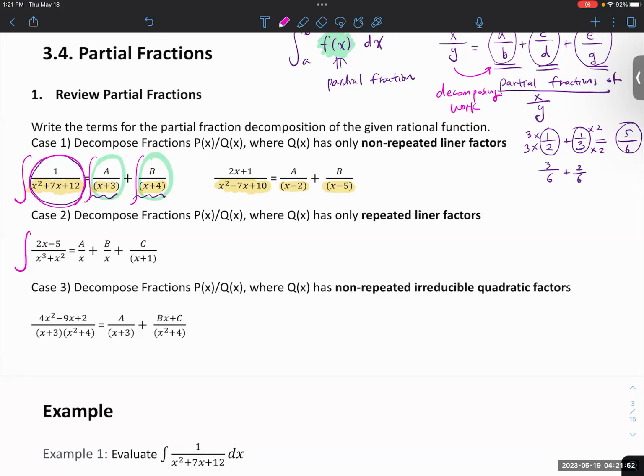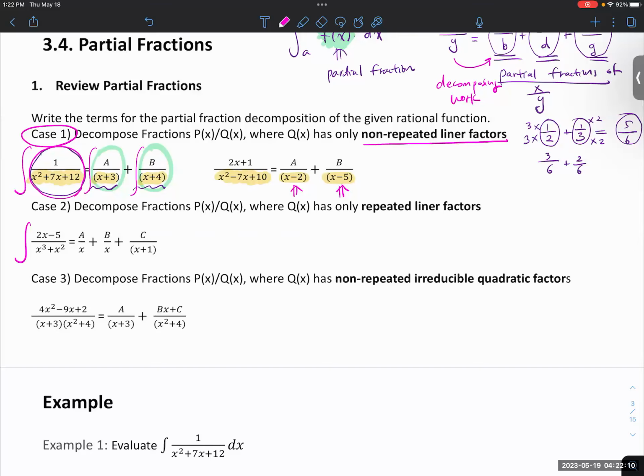So once you look at the partial fractions, x minus 2 and x minus 5 are not repeated. They are simply linear factors. And when you have non-repeated linear factors, this is what we call case 1.